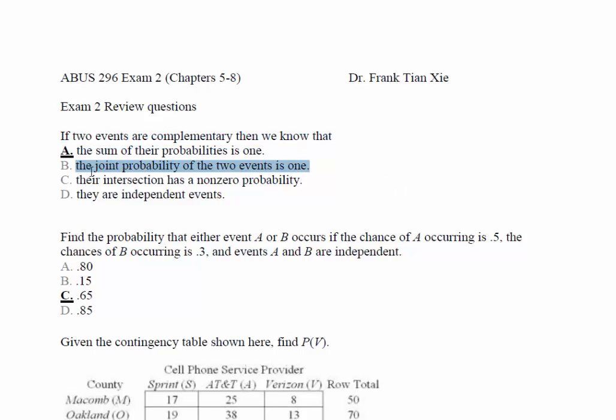So the answer B, the joint probability of the two is 1. That's definitely not true, because the joint probability is normally not 1. It's the event that both A and B are occurring. The answer that the intersection has a non-zero probability is not necessarily true, because they may not have intersections. They have to be independent events? But being independent itself does not mean that they are complementary events.